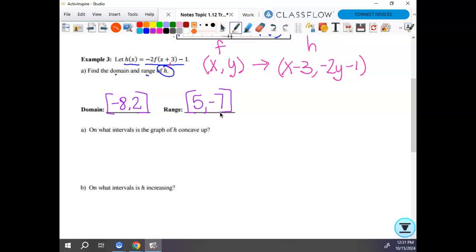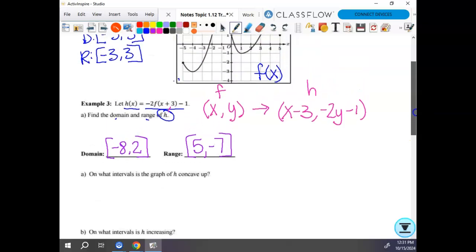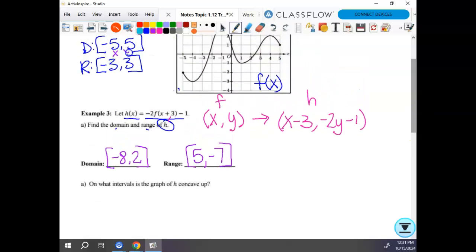So remember here that this is x, this is y, so we don't do anything weird. So for my x's, I have to subtract 3 from both. For my y's, I have to multiply them by -2, then subtract 1. Do you agree with this one? Is it written correctly? Yes. Is this written correctly? No. Do I have the correct numbers? Yes. But since there was a reflection there, this needs to be written -7 to 5. You have to go least to greatest.